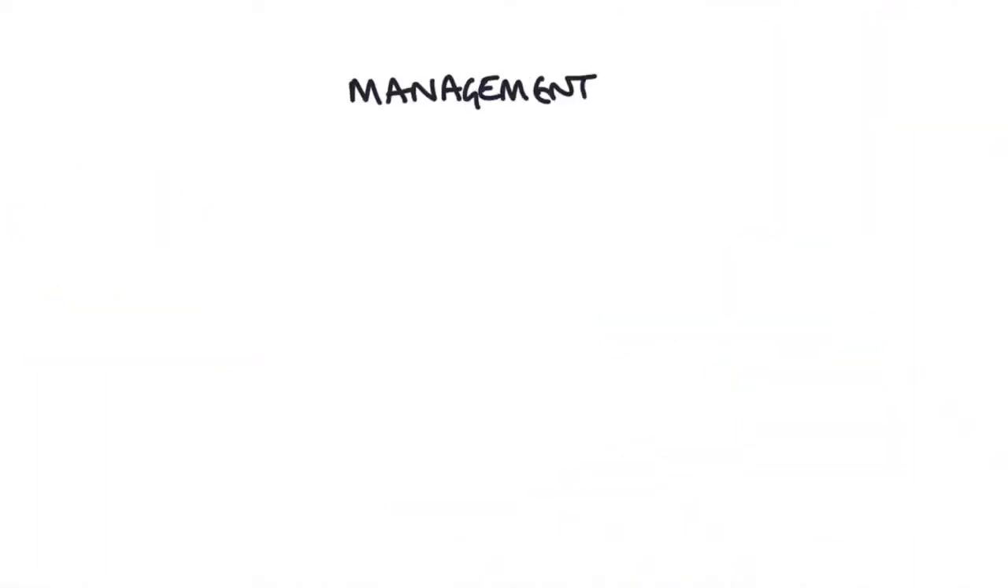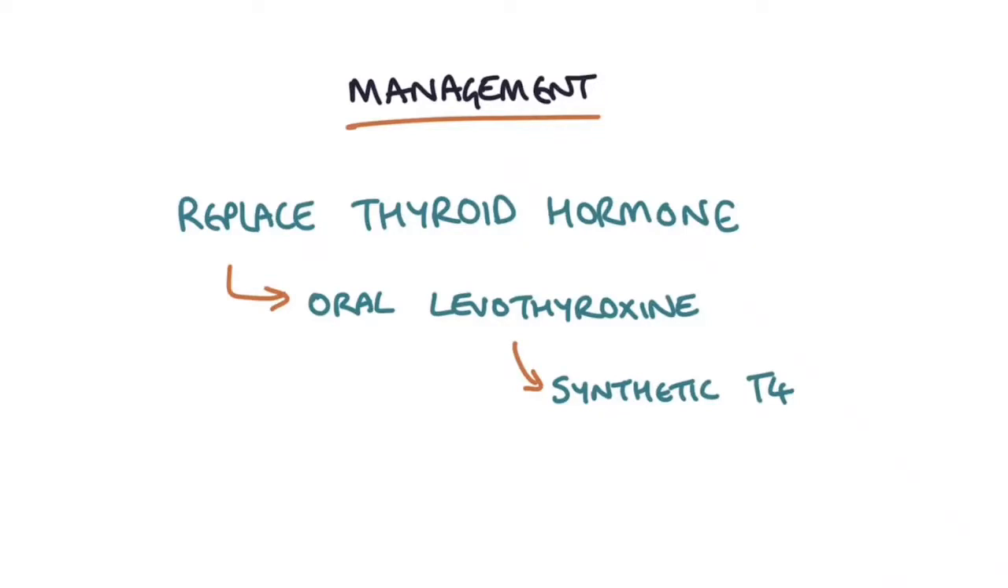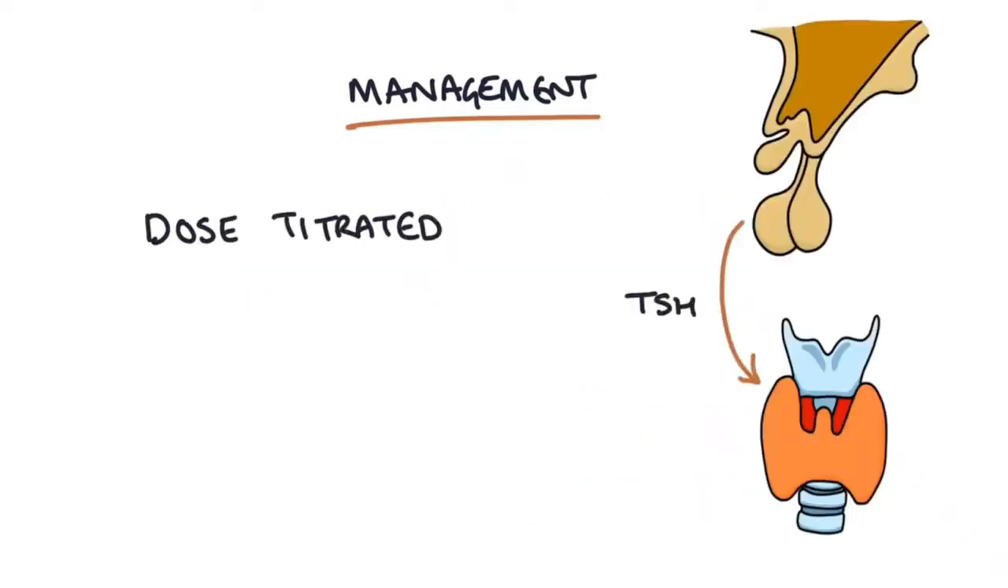How do we manage hypothyroidism? Well, it's quite straightforward. We simply replace the thyroid hormone that isn't there with oral levothyroxine. So we give them oral thyroid hormone in the form of levothyroxine. Levothyroxine is synthetic T4, and it metabolizes in the body to T3, so you get T4 and T3 from this one medication.